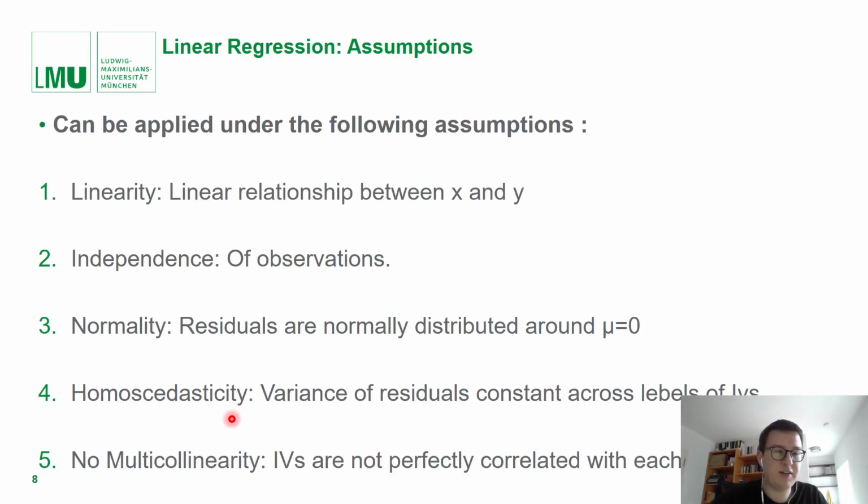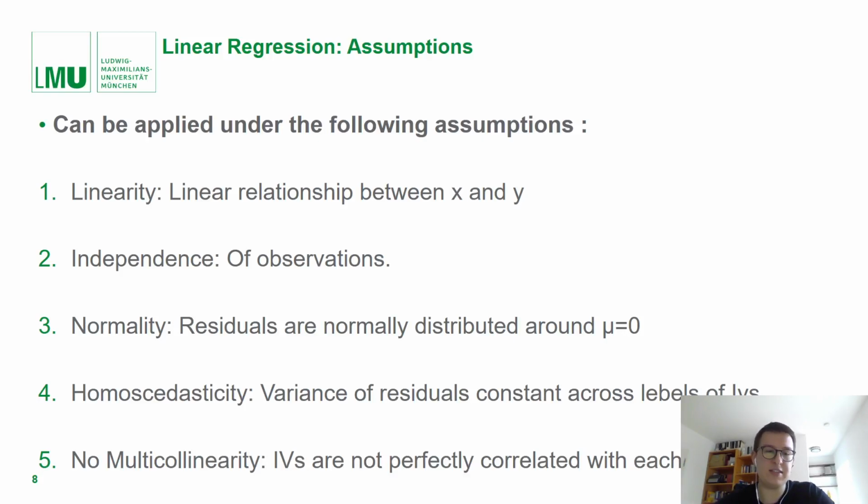Then the fourth assumption is homoscedasticity, meaning that the variance of residuals is constant across all levels of the IVs, meaning independent variables. So we want our residuals to be constant and normally distributed and not have some weird patterns, because then we know that maybe an explanatory variable is missing, or we have some nonlinear patterns.